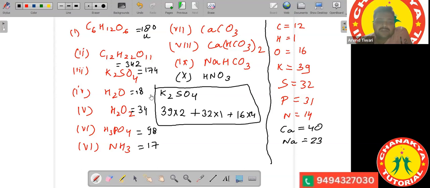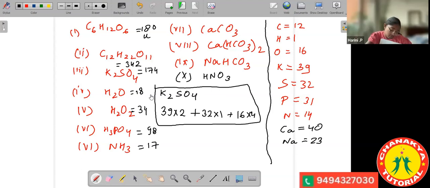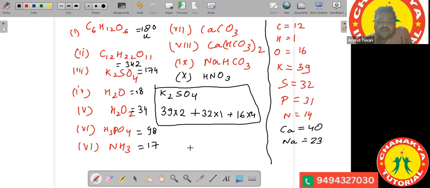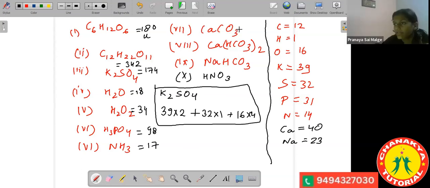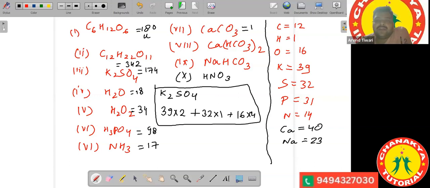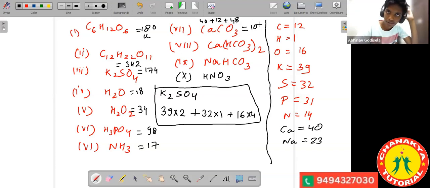Then calcium carbonate. How much? 100. 100? Yes, sir. Okay, anyone who's getting 100 for calcium carbonate? Okay, sir, I got 100. 100? Okay, so I need to check. I can't verify this. Okay, this was 40 plus 12 plus 48. Okay, and 60, it is. Isn't that 80? Oh, 800.